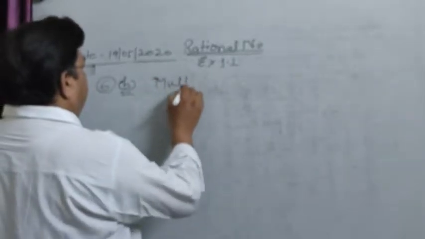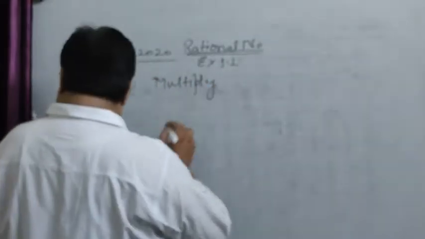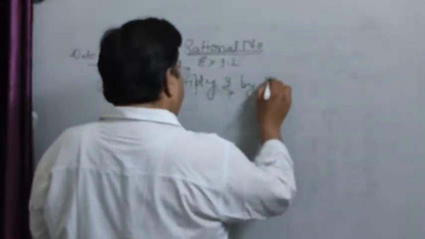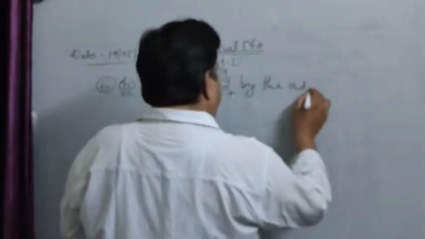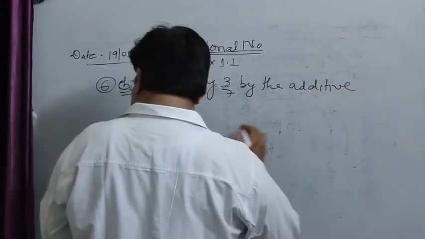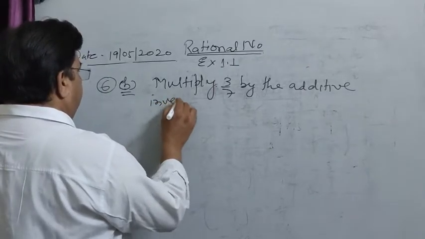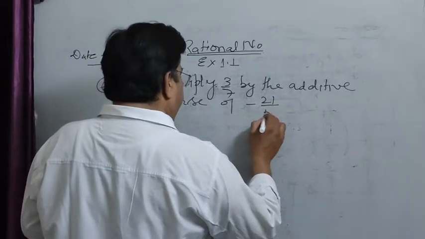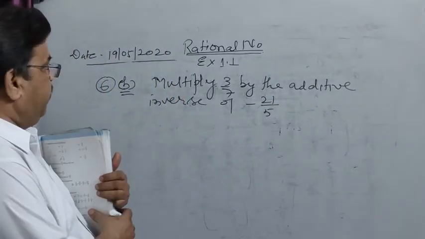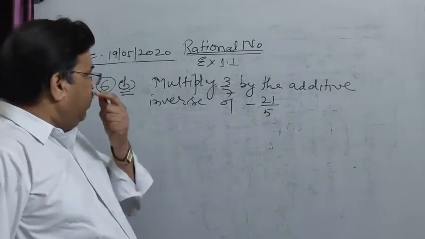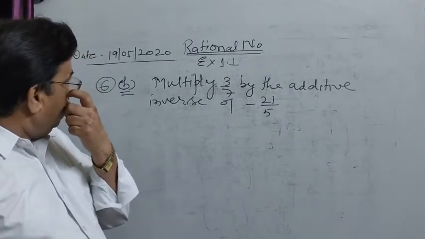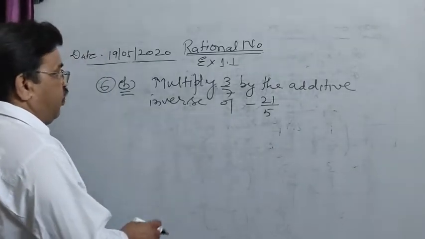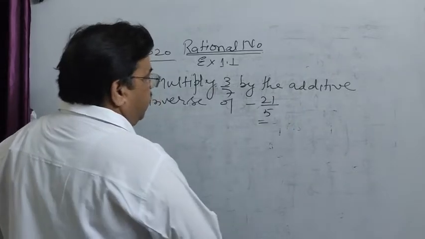Multiply 3 by 7 by the additive inverse of minus 21 by 5. You can solve this question like the previous question. First of all, you have to write the additive inverse.